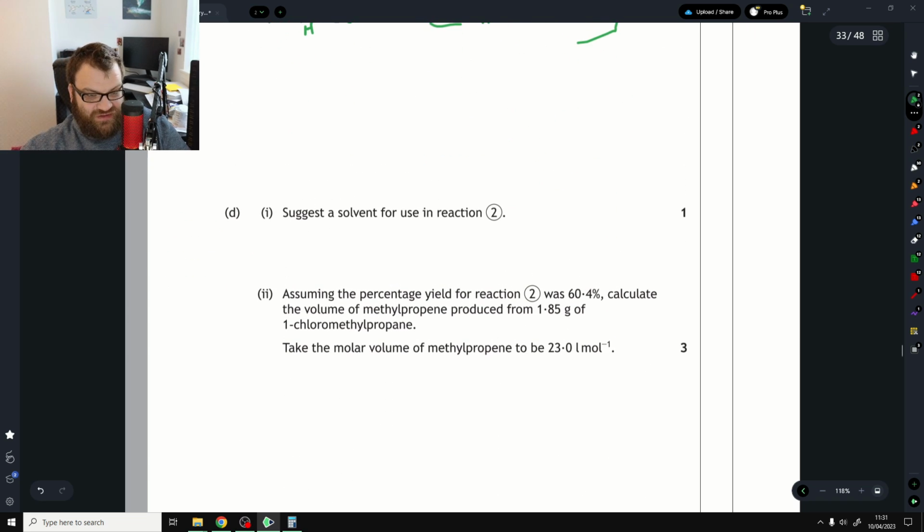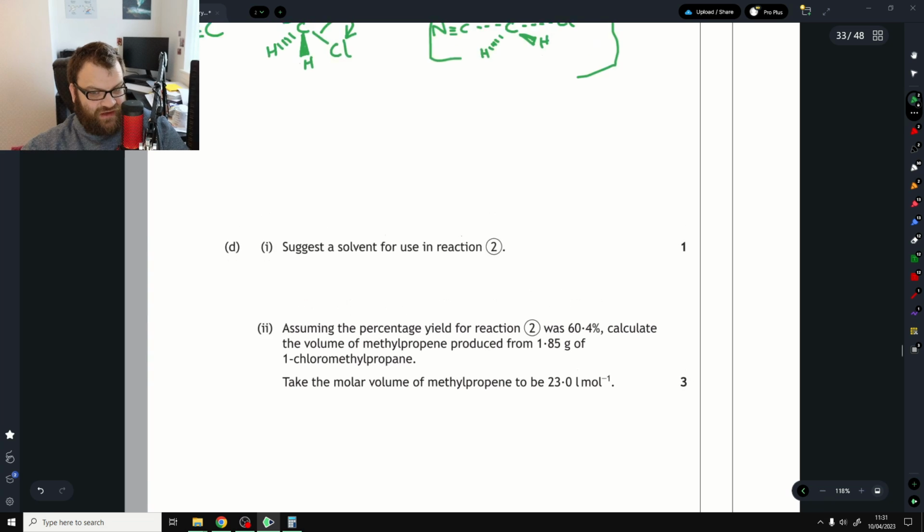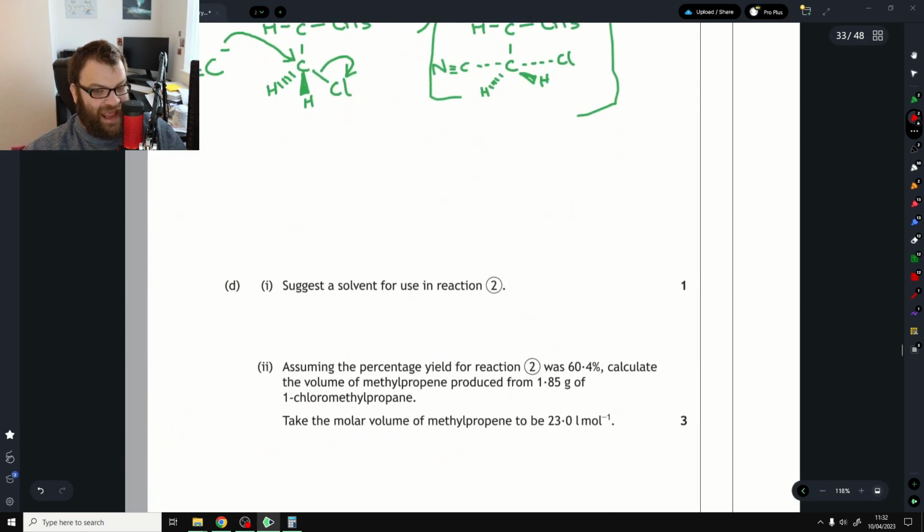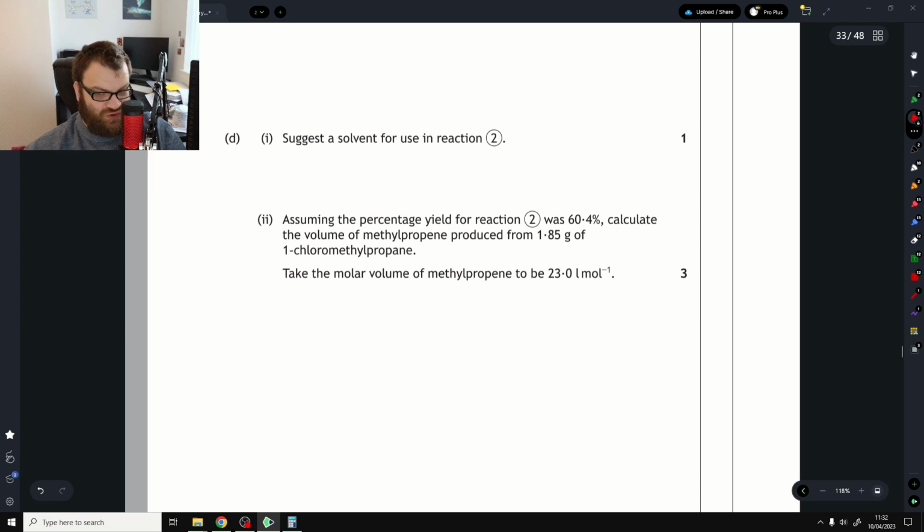We're asked which solvent we should use for reaction 2. Reaction 2, what's happening here? We're forming a carbon-to-carbon double bond. This is an elimination reaction. The solvent that is good at helping to carry out elimination reactions is going to be ethanol, so an alcohol. So elimination, ethanol is what I was told, and that's what stuck in my head. So ethanol would work out quite nicely for that one.